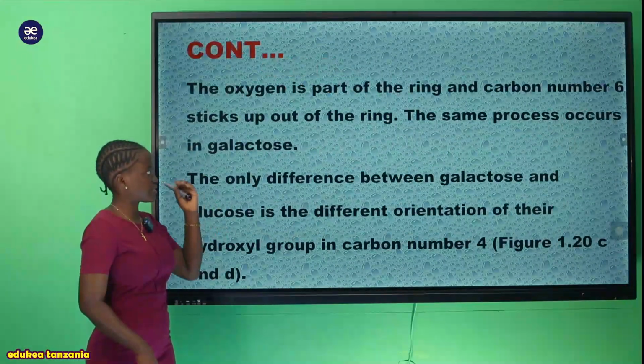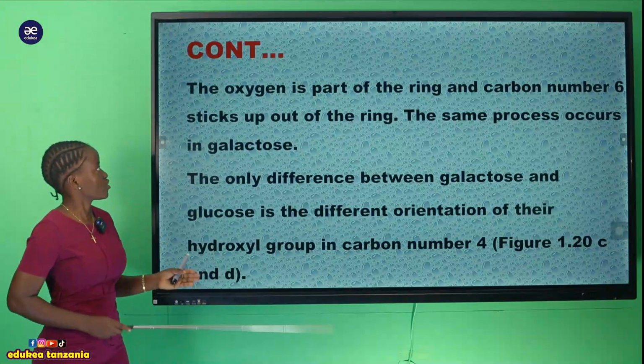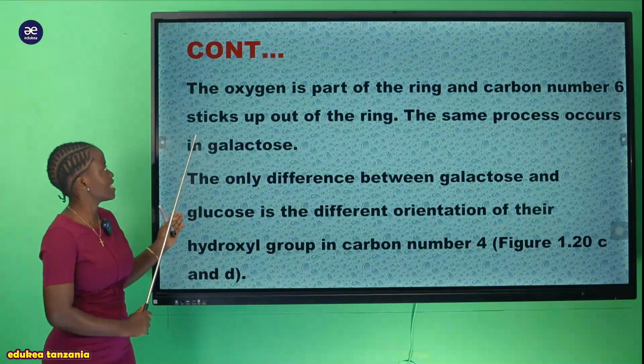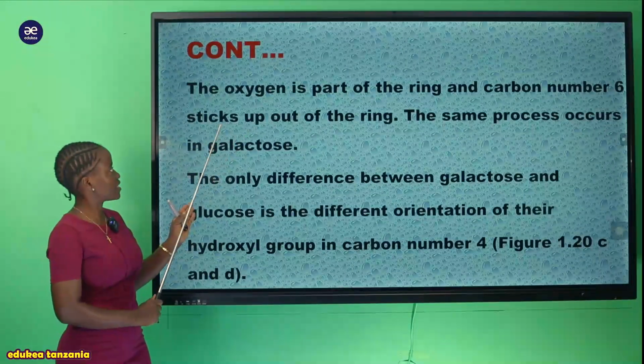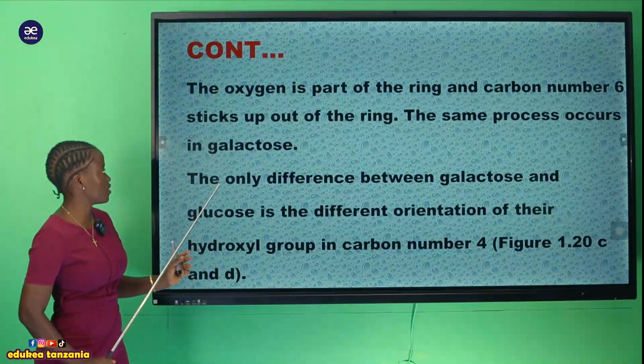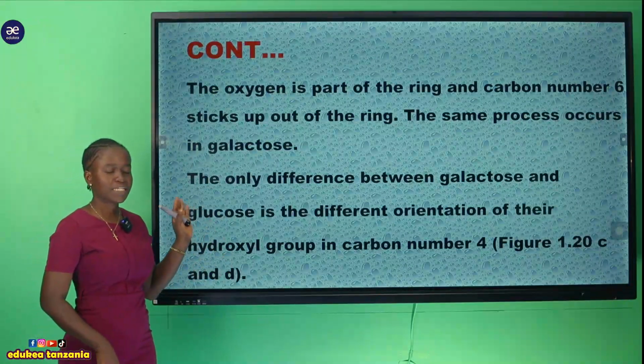So now let's see about this explanation. So the oxygen is a part of the ring and carbon number 6 sticks up out of the ring. So the same process occurs in the galactose.